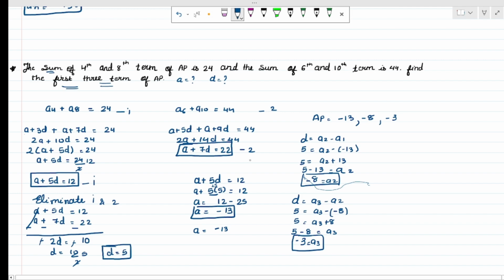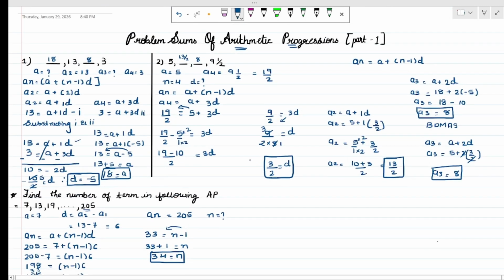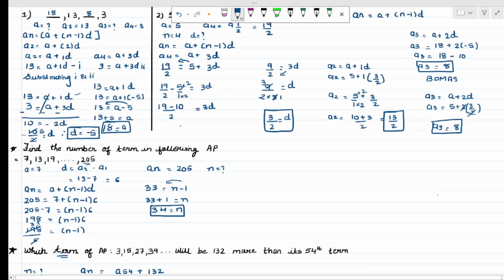Hope you understand all these sums clearly. Practice them all and you can easily solve all these sums. The concept over here is just to understand what is asked in the question.